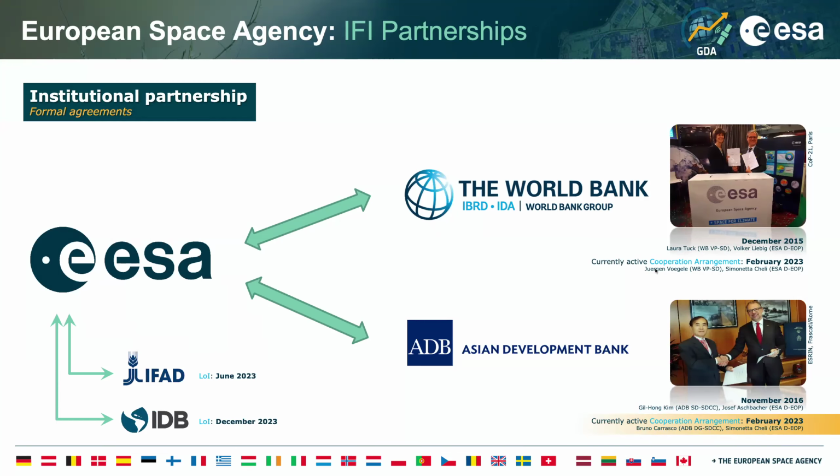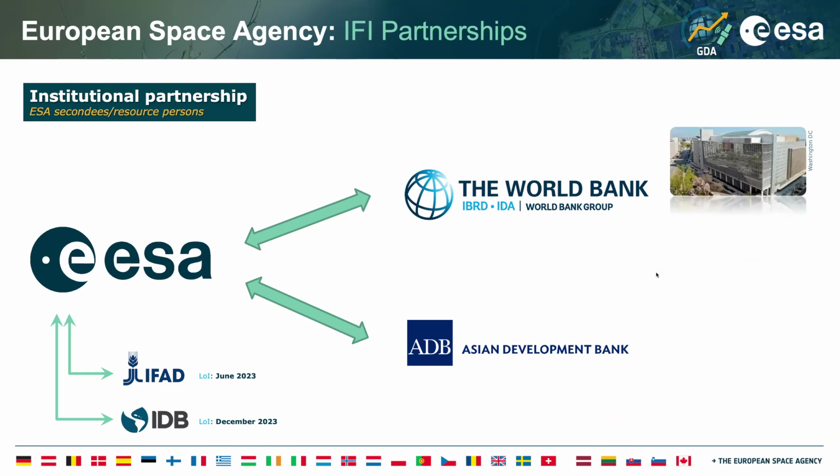Just to give you a very quick history on these partnerships, ESA started first with the World Bank, followed very closely by the Asian Development Bank. Cooperation arrangements were signed during COP21 in Paris with the World Bank in 2015. Very close after that, there was an agreement signed also with the ADB. The current status of the cooperation arrangements is dated 2023 with both the World Bank and the Asian Development Bank. But we also established agreements with IFAD and IDB a few months after that.